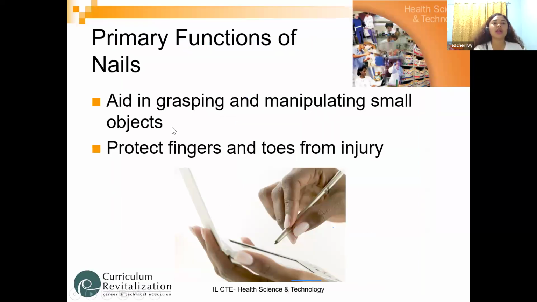So here are the primary functions of the nail. May I ask Phoebe to read to me what is on the screen? Kindly turn on your microphone, Phoebe.